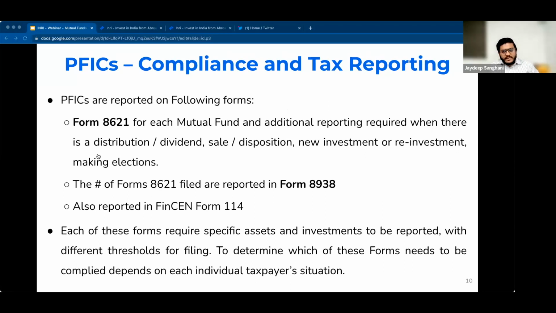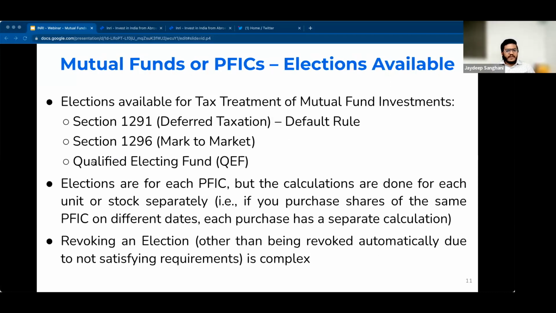So, hi everyone. I hope all of you are excited to learn what the tax implications are in the US. We are talking about mutual funds.